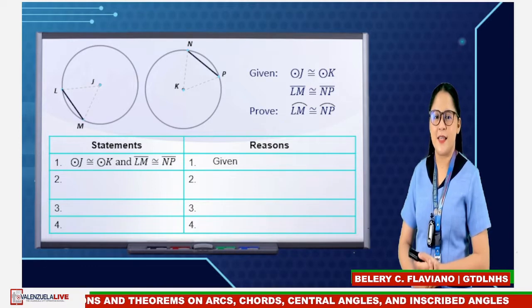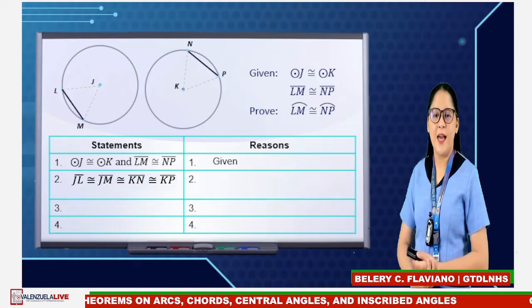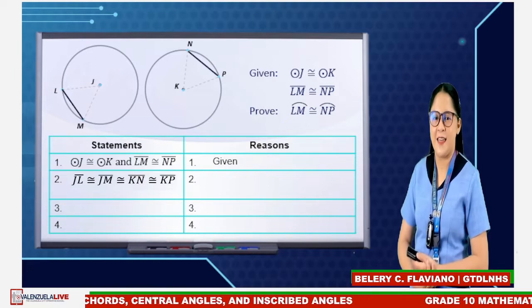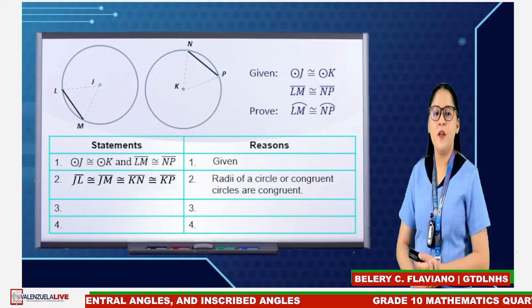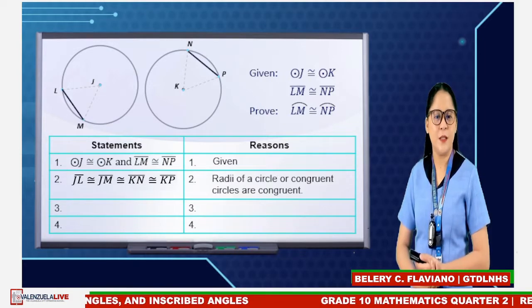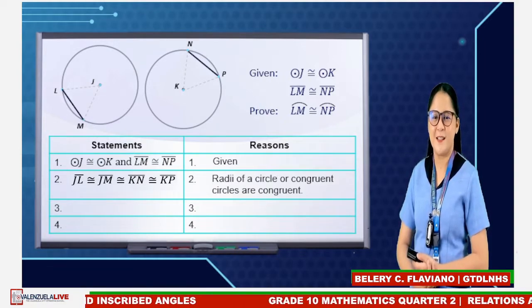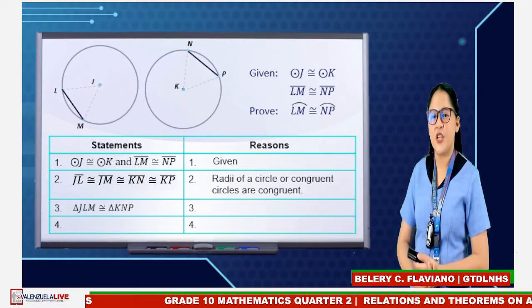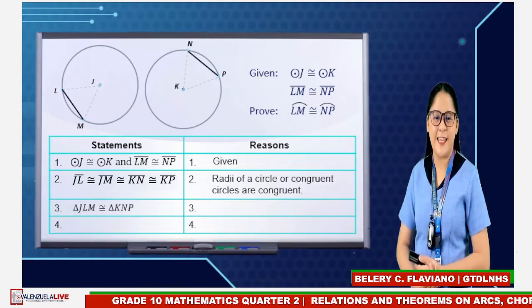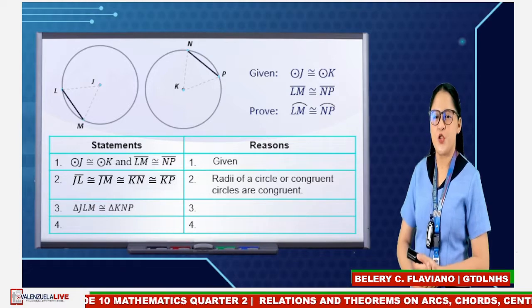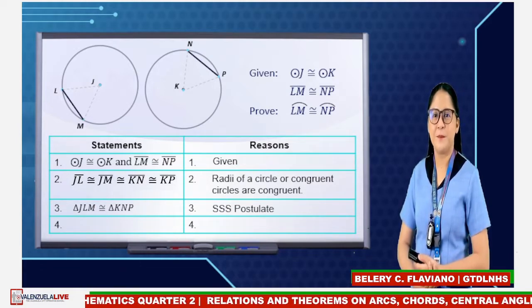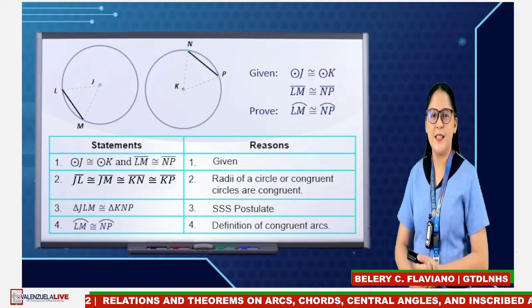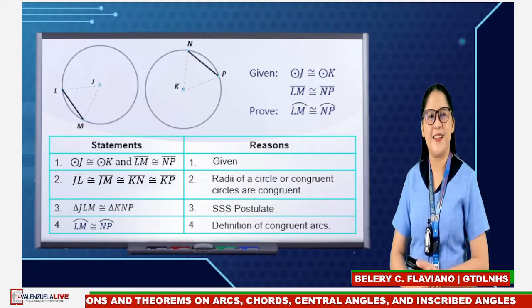So we have the statement: circle J is congruent with circle K and chord LM is congruent with chord NP. Our reason is given. Next, JL is congruent with JM, is congruent with KN, and also congruent with KP because they are all radii, and radii of a circle or congruent circles are congruent. Next, therefore, we can say that triangle JLM is congruent with triangle KNP by SSS postulate. Therefore, arc LM is congruent with arc NP. The reason is the definition of congruent arcs.